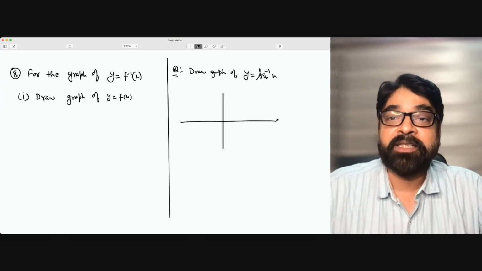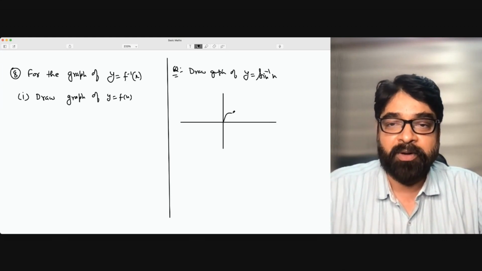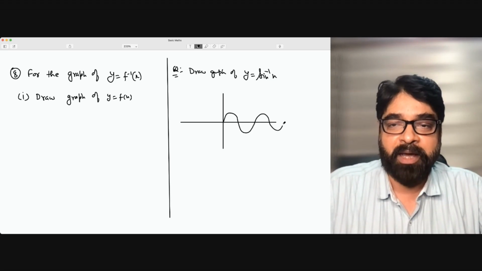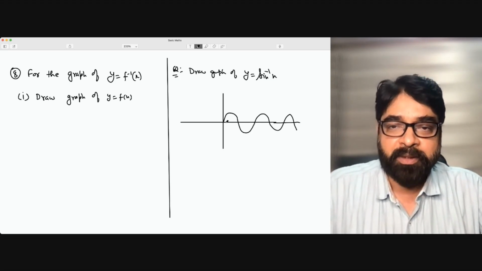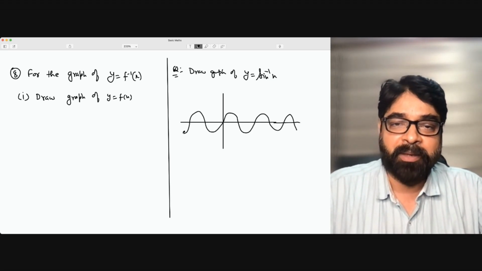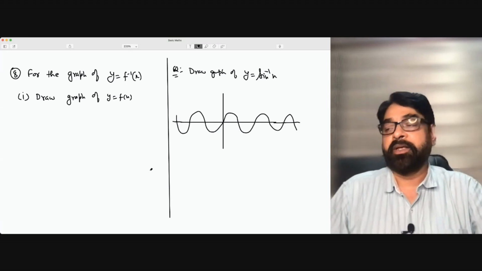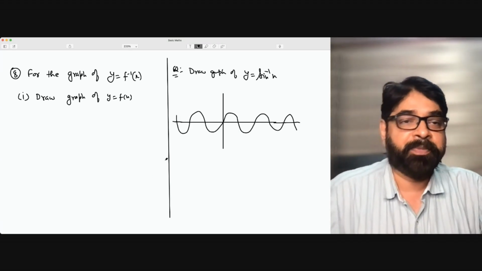Y equal to f x is what? Sine x. So we will draw the sine x graph. This is your sine x graph. Am I right? The graph is not coming very neat and clean, but it's okay. Draw the graph of y equal to f x. Second step.